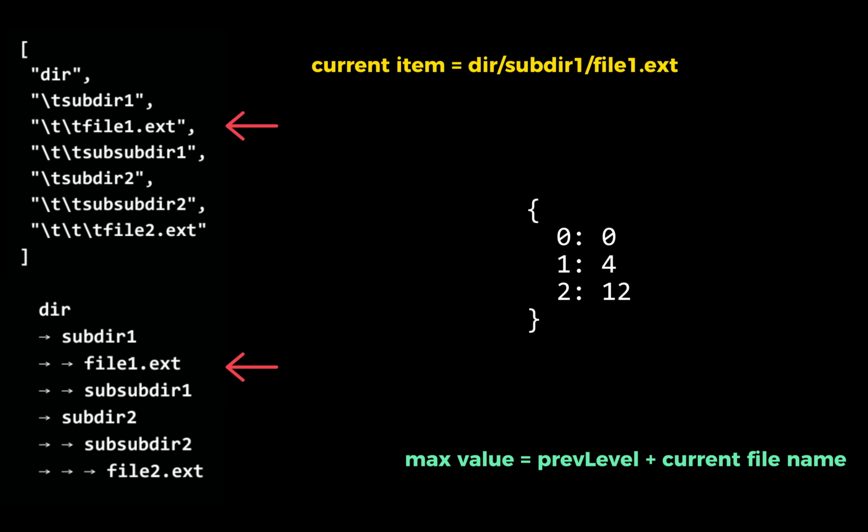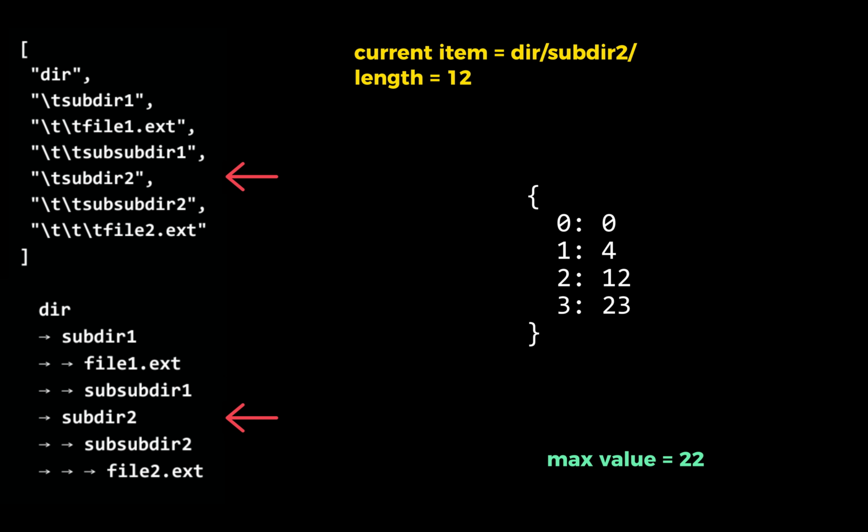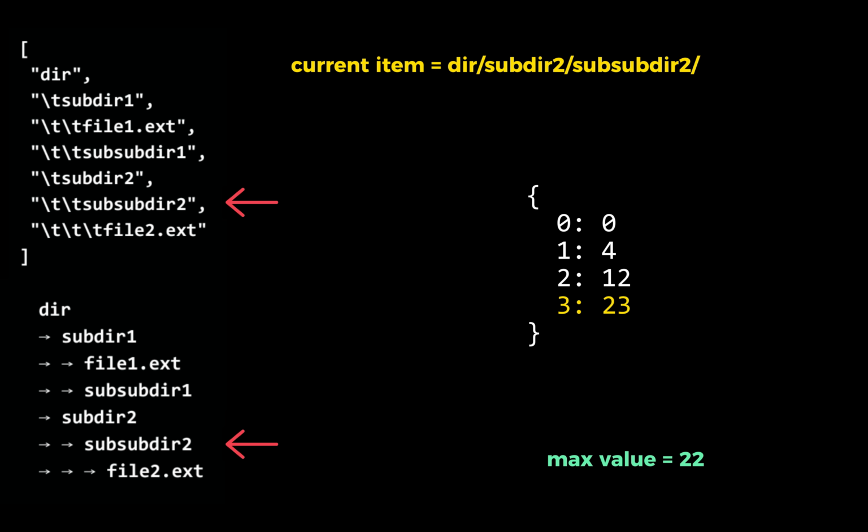If we see a file, we are ready to find the longest path to it. We add the size of the file name to the last value we saved. In this case, it becomes 12 plus the size of the file name, which is 22 in total. Then we have subdir1 with a depth of 3 and a path size of 23. We keep going. Subdir2 doesn't change the value in our store because they are the same as before. We just update our store and continue. For subdir2, we do the same, just update our store and continue.